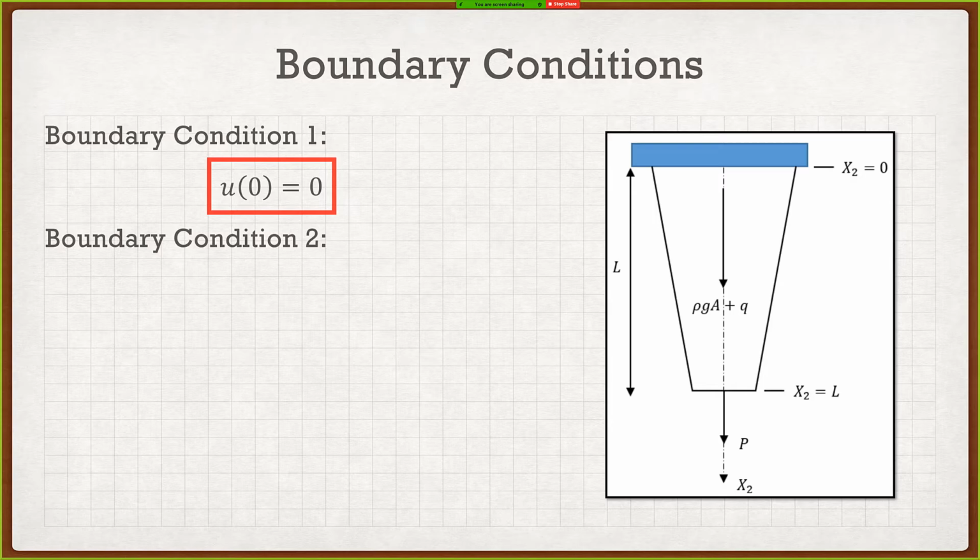We know at the bottom end that we have our axial load P, and we know the area there. Therefore, we know the stress at the very end of the beam, where x is equal to L. So sigma 22 at L is equal to P divided by A when x2 is equal to L. And although this sounds great, this actually won't work. Again, because we're solving an equation for the displacement, we need a displacement boundary condition. So what we're going to have to do is use some of the relationships that we know.